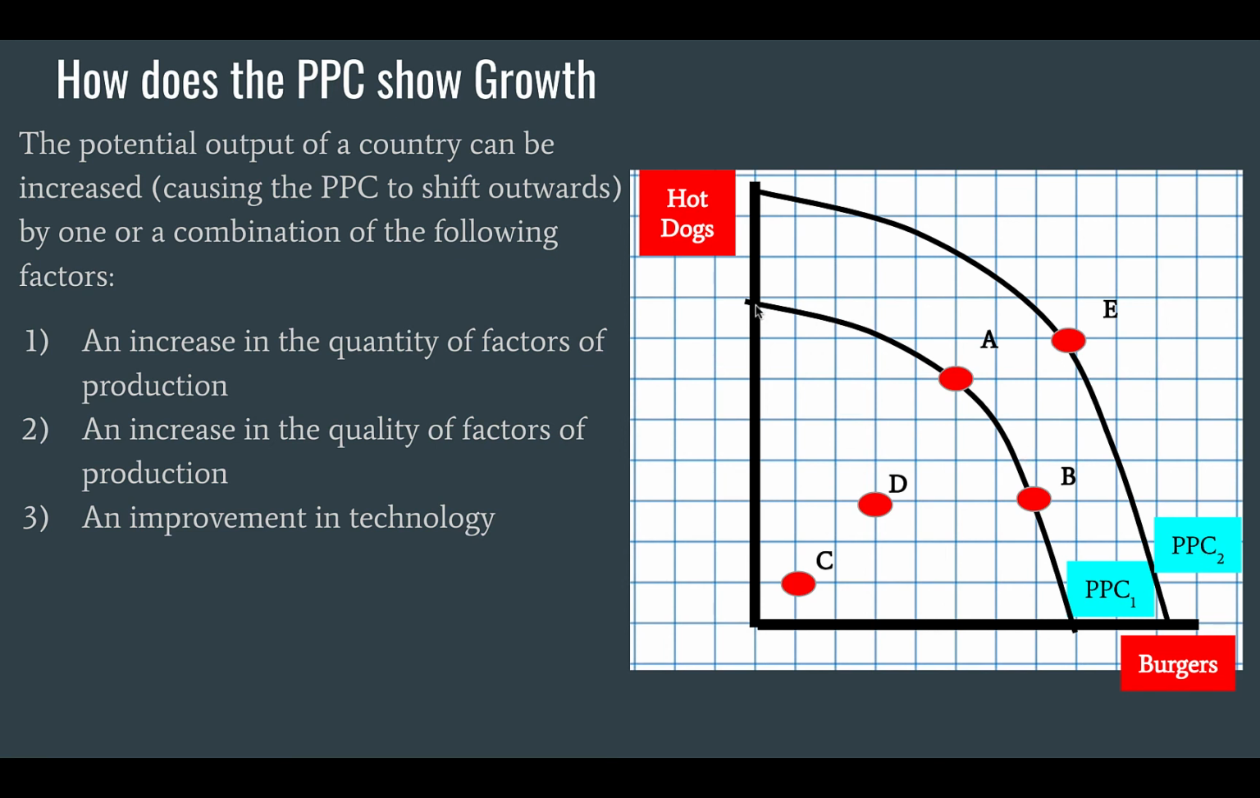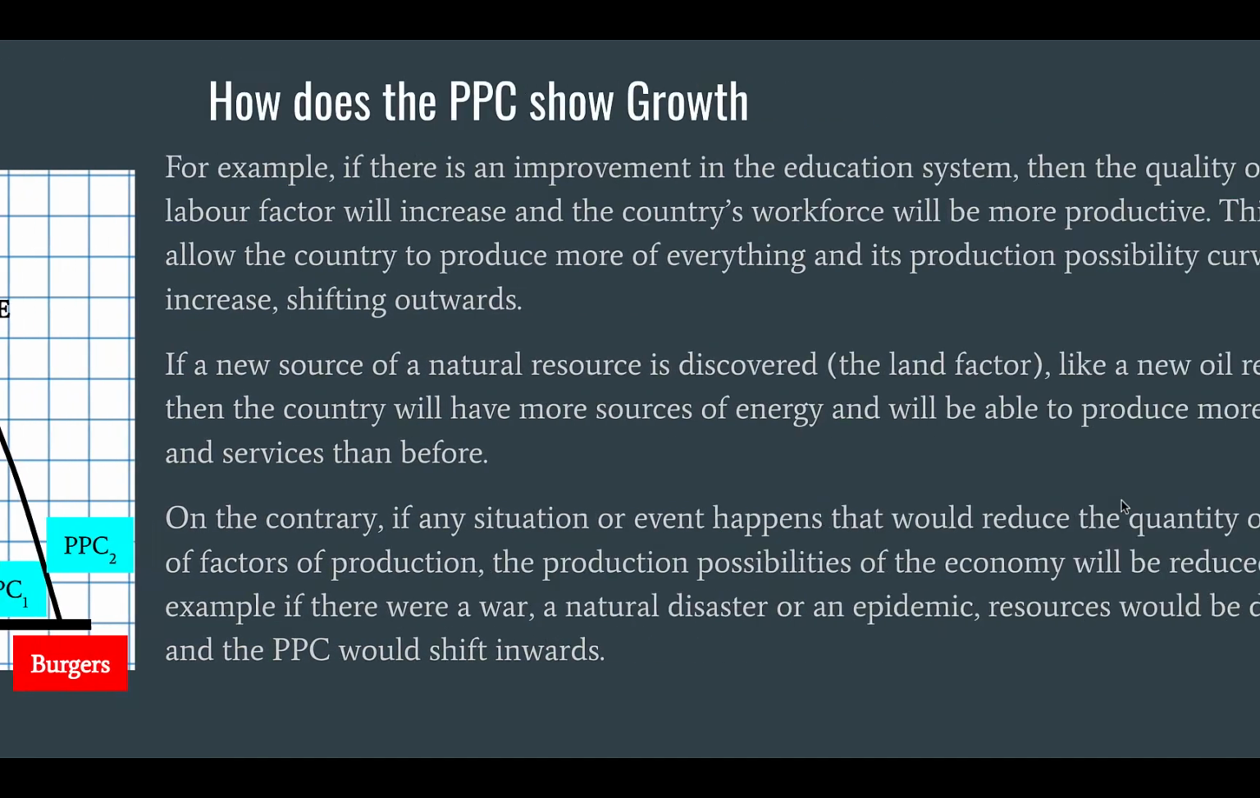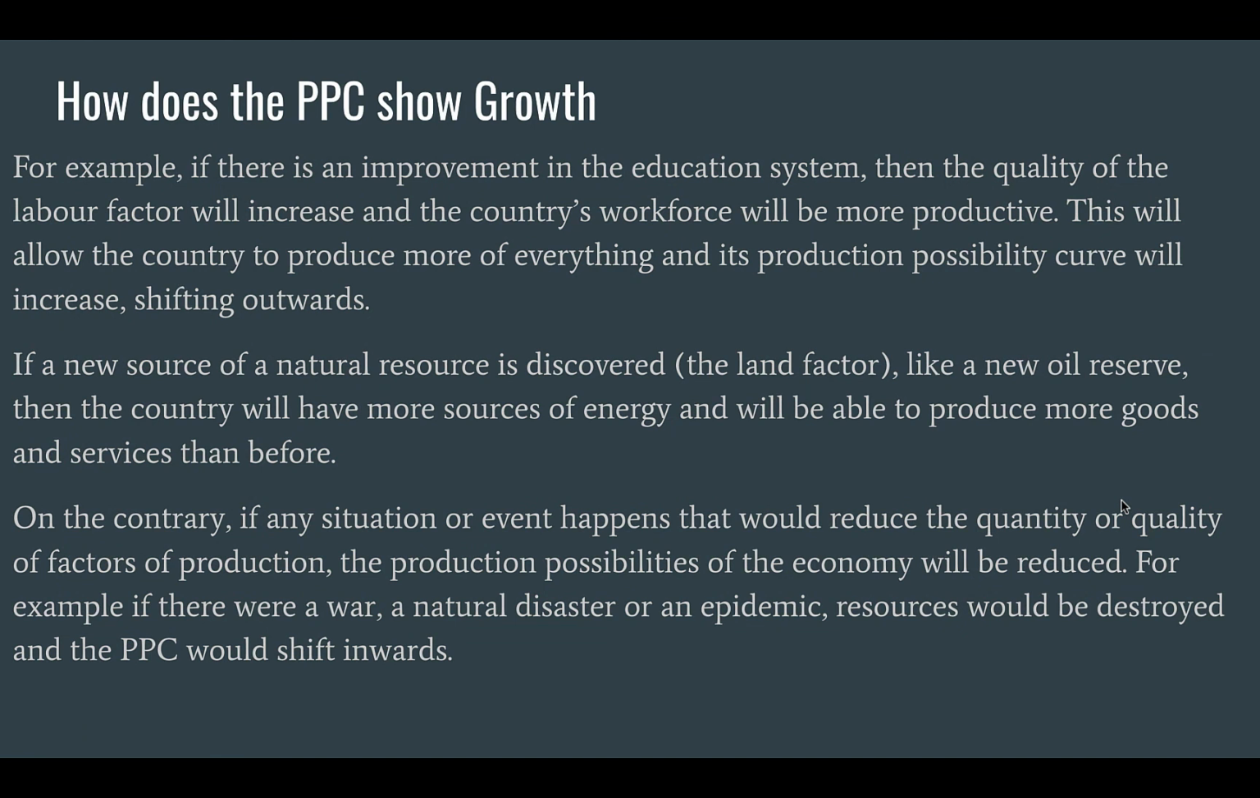Essentially, if you want to look at it this way, throughout most of history since the Industrial Revolution, our parents' generation have been able to consume less than we have. And the reason for that is economic growth. And we can show that graphically in a production possibilities diagram by showing an outward shift from PPC 1 to PPC 2.